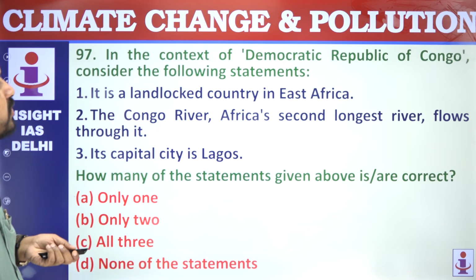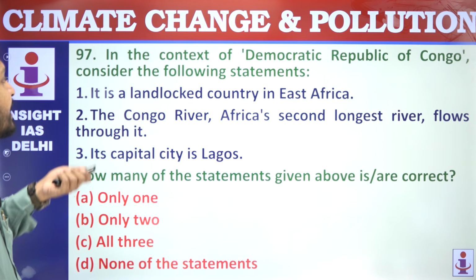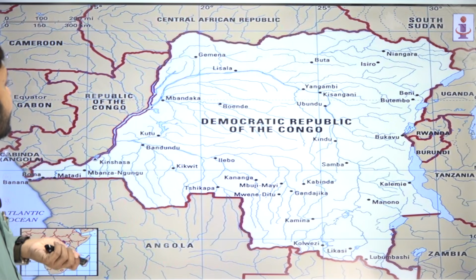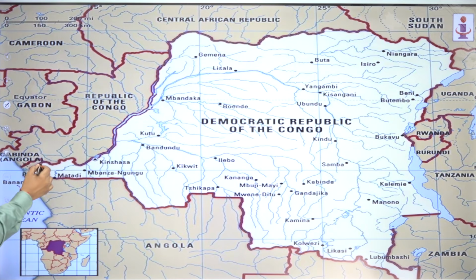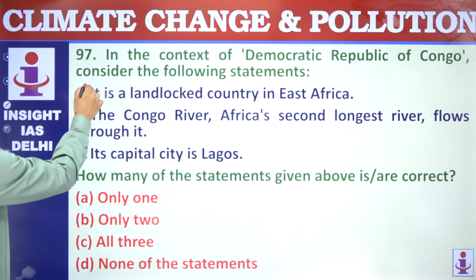Next one. In the context of the Democratic Republic of Congo, consider the following statements. It is a landlocked country in East Africa. Can you see from this picture? If you see, this is the DRC. Here its boundary is touching the Atlantic Ocean. So it is not landlocked. So this one is wrong.